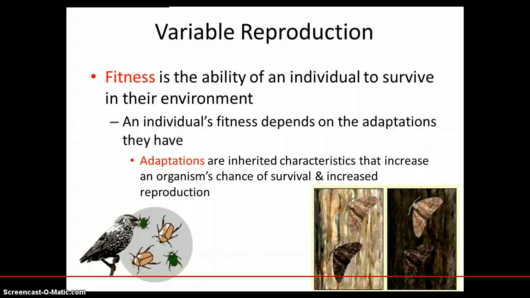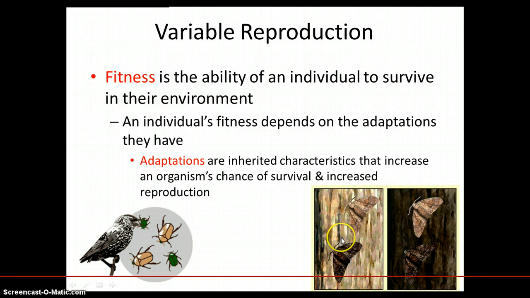So, as an example, during the Industrial Revolution, or I should say before the Industrial Revolution, in England, there were these ash trees that had very nice white bark. And there was a species of moth where there was genetic variety amongst these moths. Some were light colored and others were dark colored.